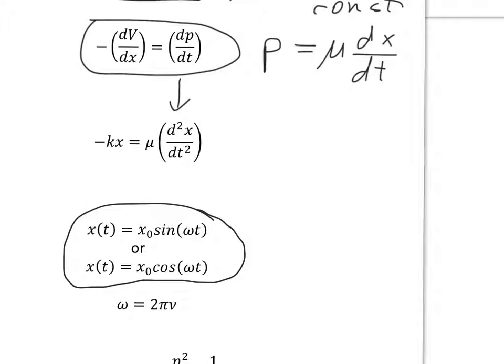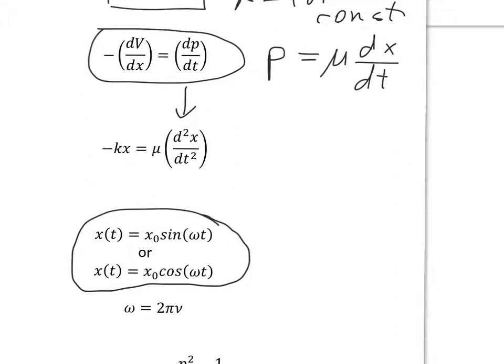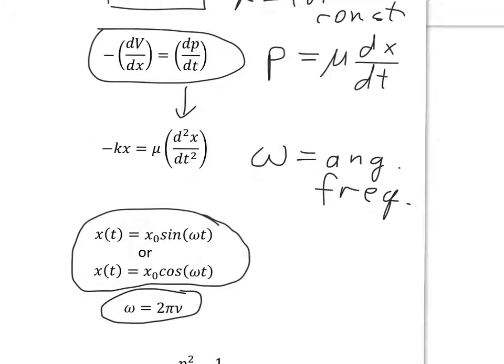And just to remind you of some things, omega is sometimes called the angular frequency. The angular frequency is related to the ordinary frequency nu by 2 pi nu equals omega. And nu represents a number of oscillations per unit time. So now let's demonstrate that these things are solutions.